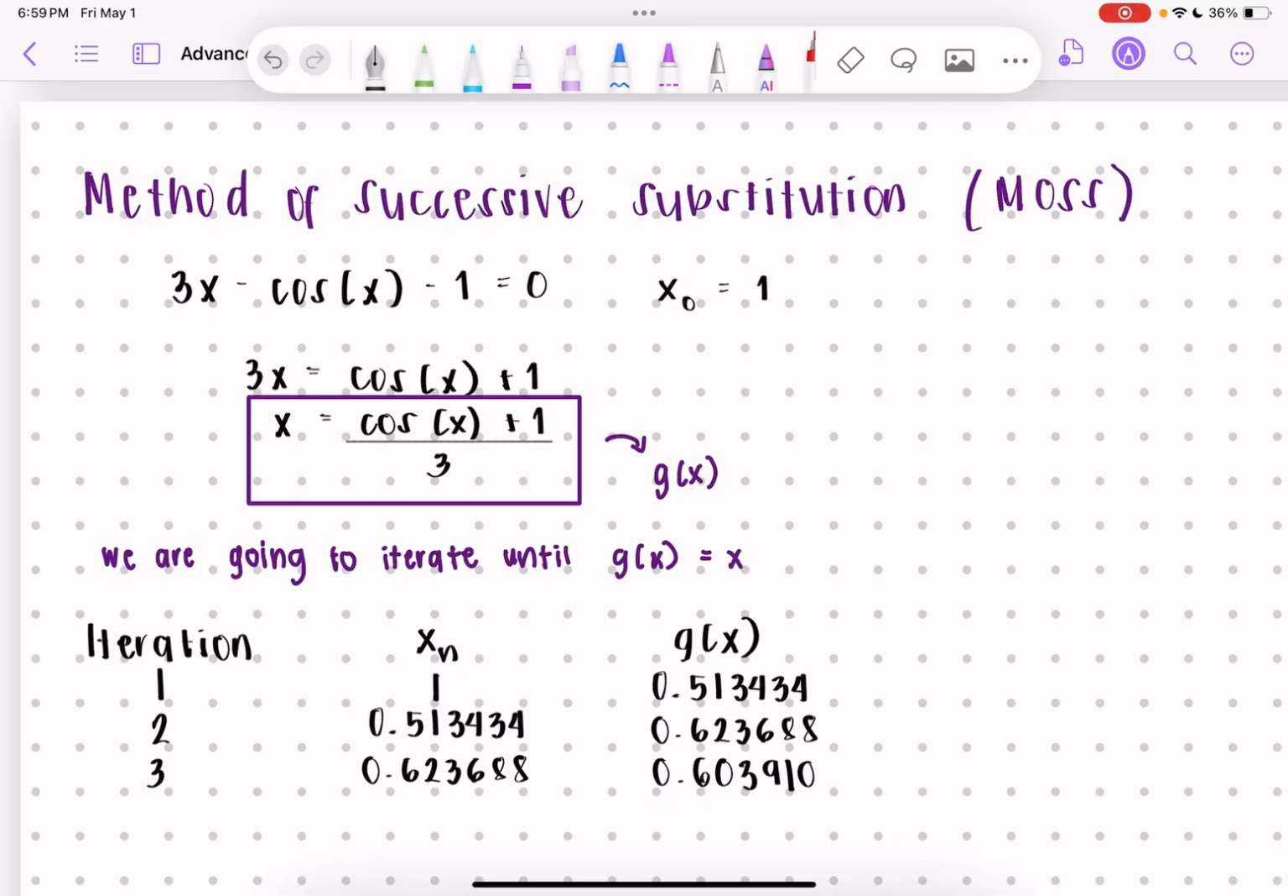Today I'm going to solve 3x minus cosine of x minus 1 is equal to 0 if x sub 0 is equal to 1. For this equation, there are four methods to find its roots. The first one is the method of successive substitution.